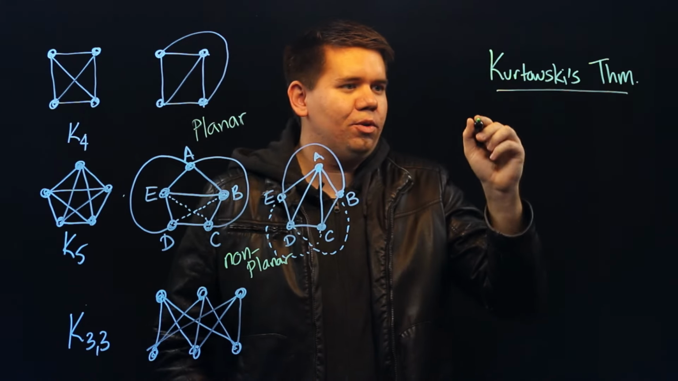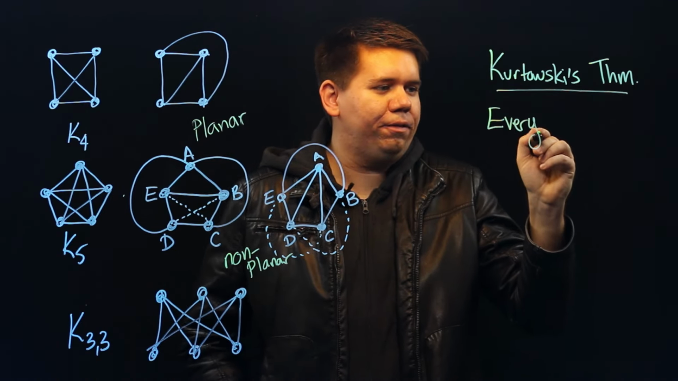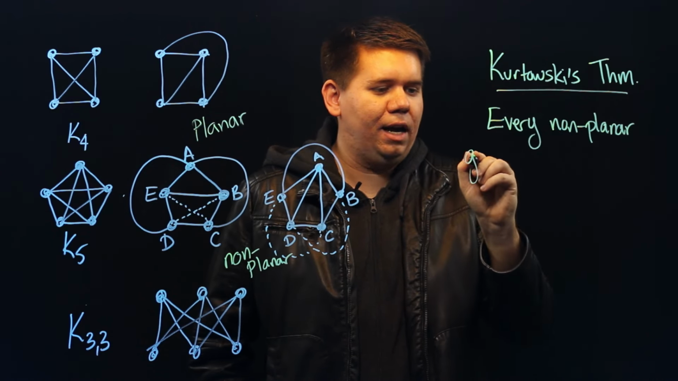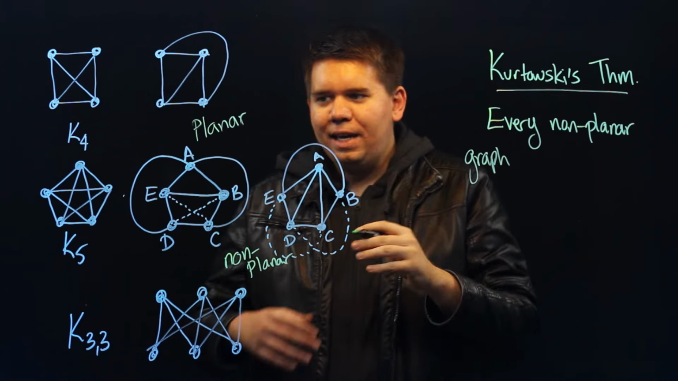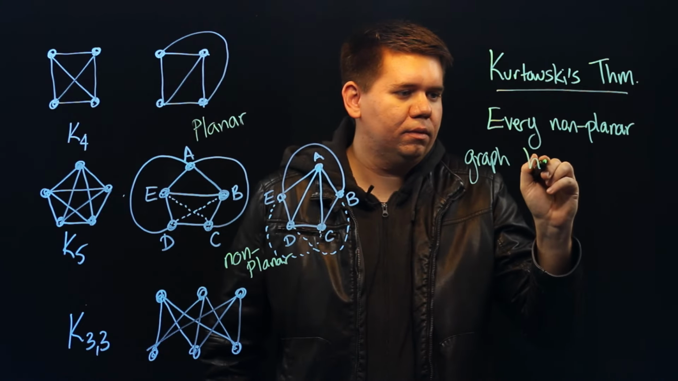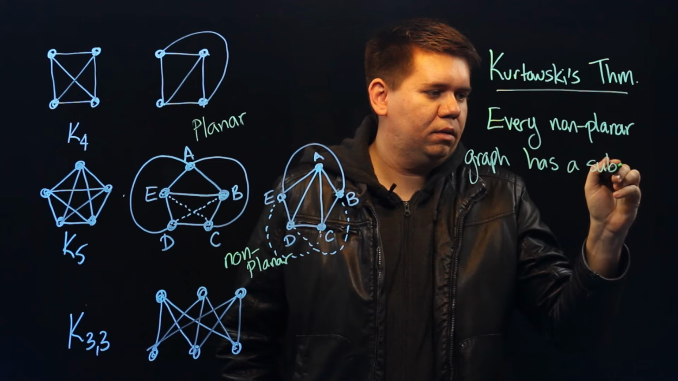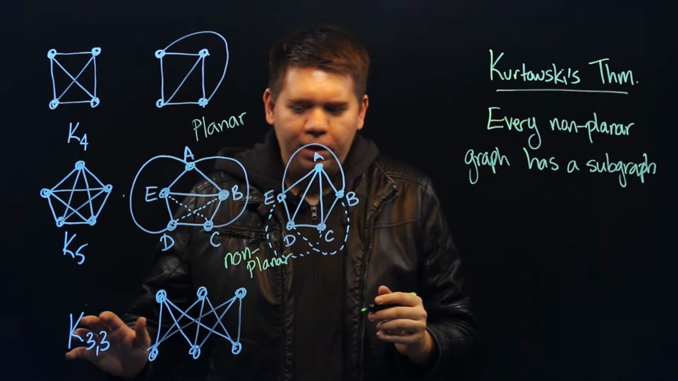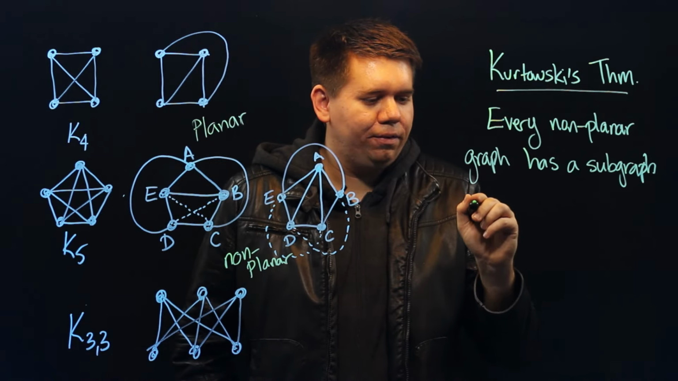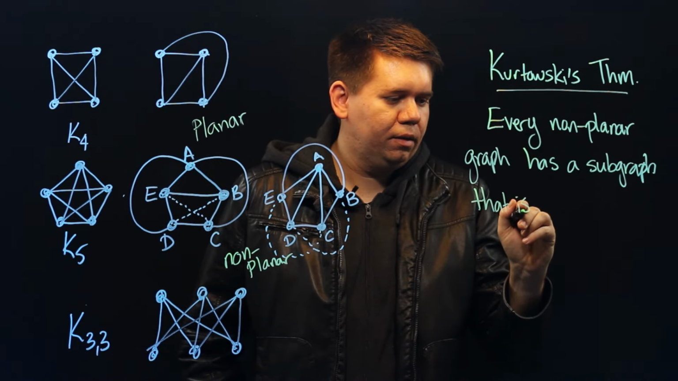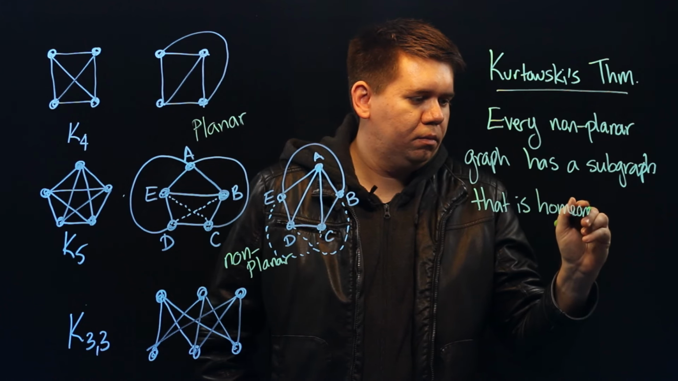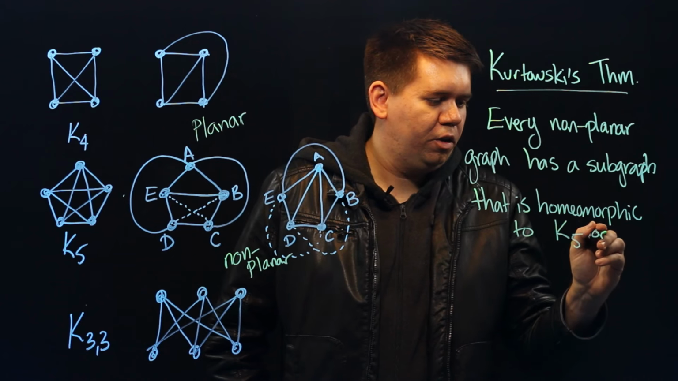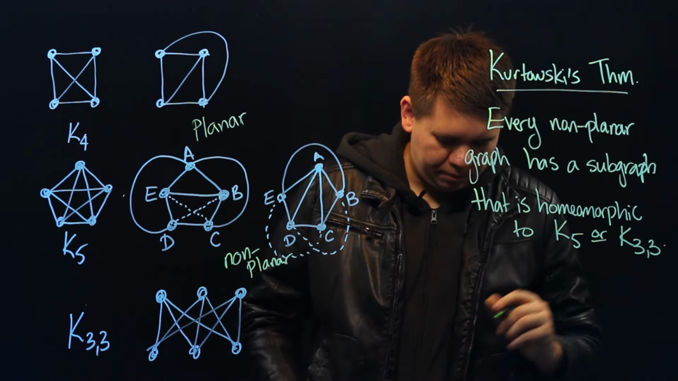That is, every time you have a non-planar graph, some graph that cannot be drawn so edges do not intersect, there will be hidden inside of it a subgraph that looks quite a bit like either K5 or K33. More precisely, it has a subgraph that is homeomorphic to either K5 or K33.